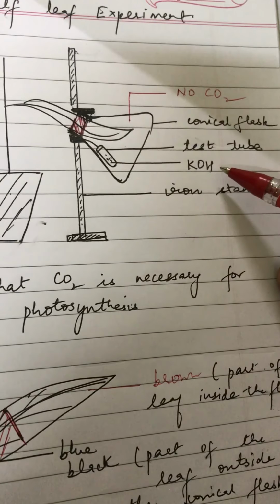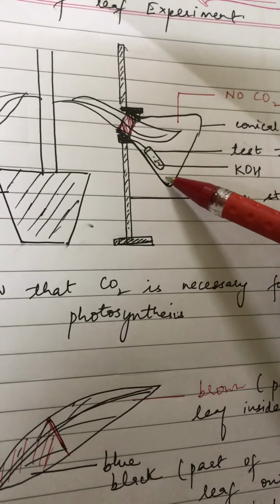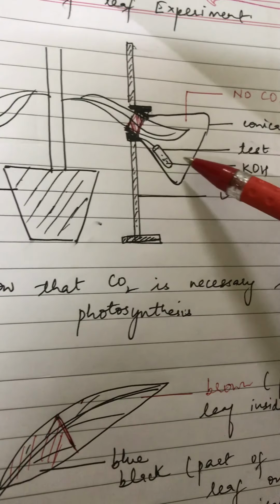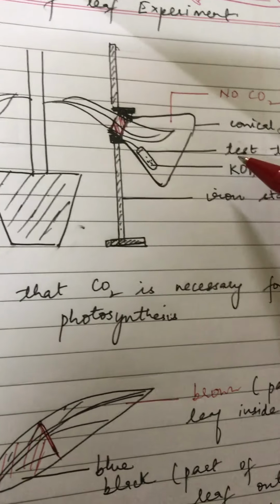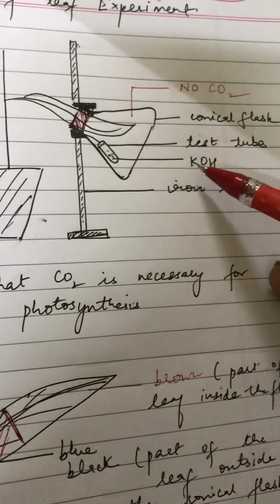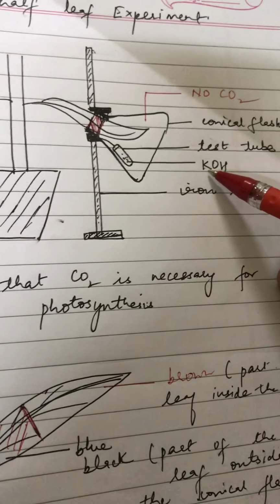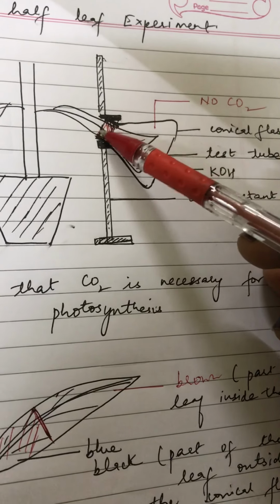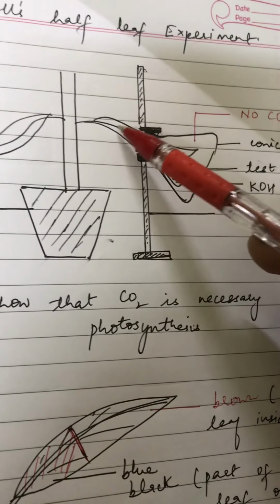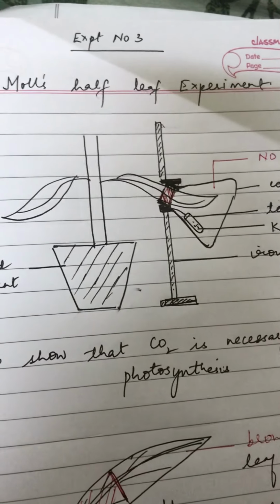and this test tube was filled with KOH pellets. If you don't use the test tube, you can put some KOH pellets or pieces directly here as well. But here a tiny test tube was used in which KOH was put. Now, as chemistry students, I am sure you know that KOH is used to absorb CO2. This was sealed with a cork. Half of the leaf was inside and half was outside. That is why we call it Moll's half-leaf experiment.